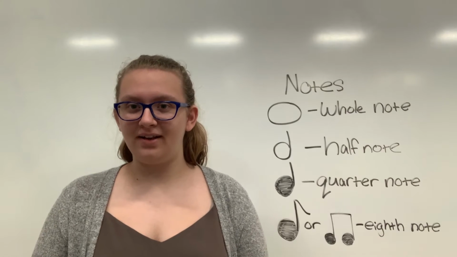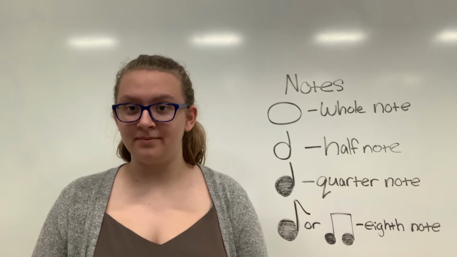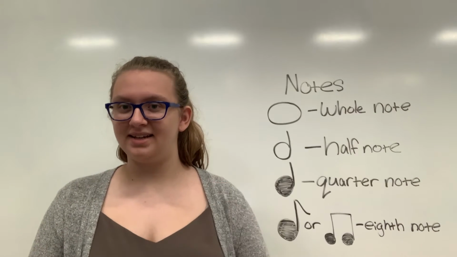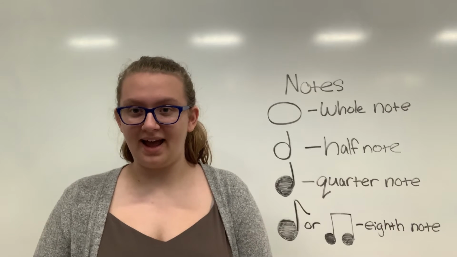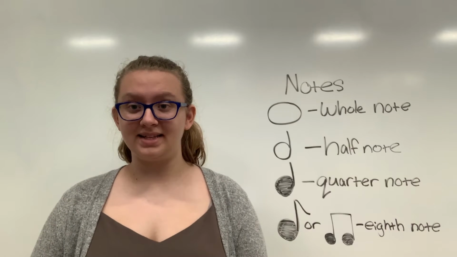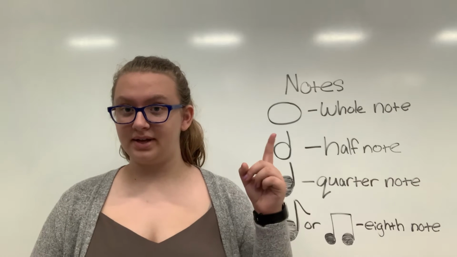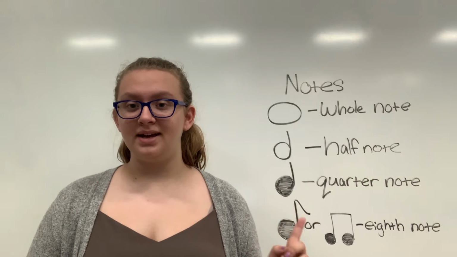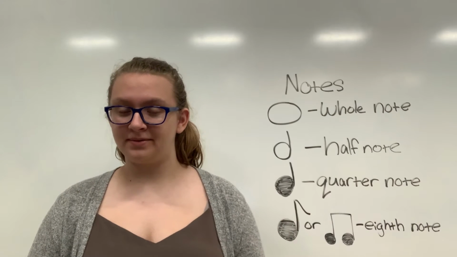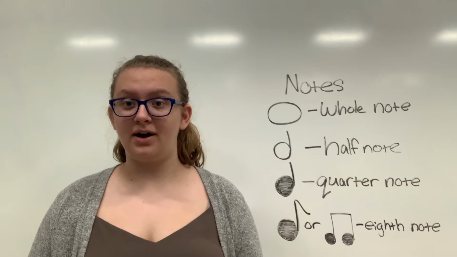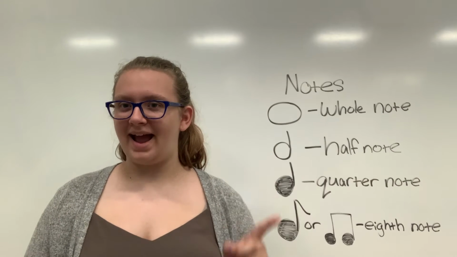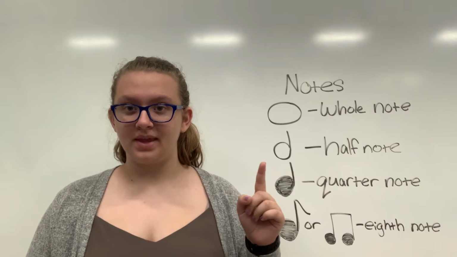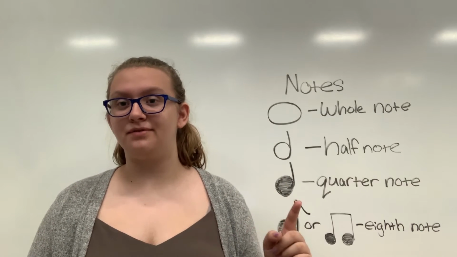You'll notice that they all have a circle as the main part of their body, but sometimes that circle's filled in and sometimes that circle isn't. This helps us determine which note we're looking at. Each kind of note gets a specific number of beats. A whole note gets 4, a half note gets 2, a quarter note gets 1, and an eighth note gets half a beat. As the number of beats a note occupies goes down, it goes down by half every time. We go from 4 to 2, and then from 2 to 1, and then from 1 to 1/2.